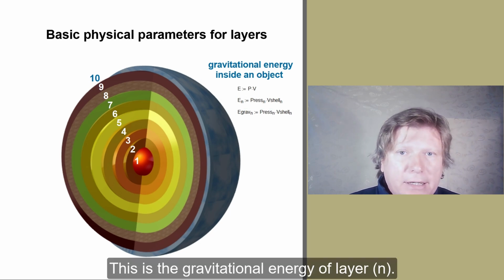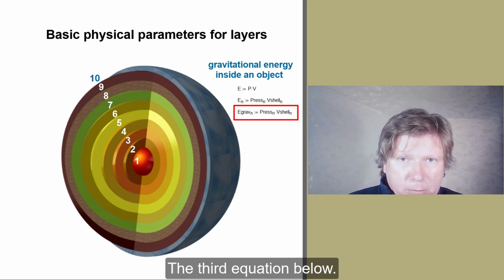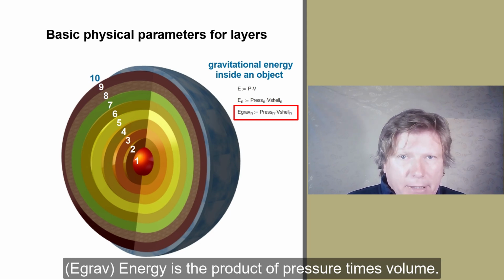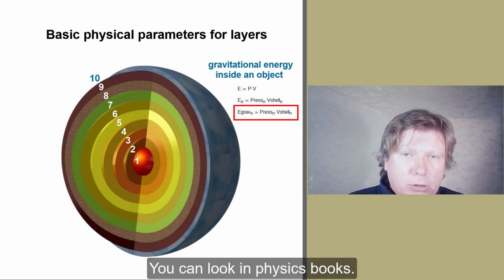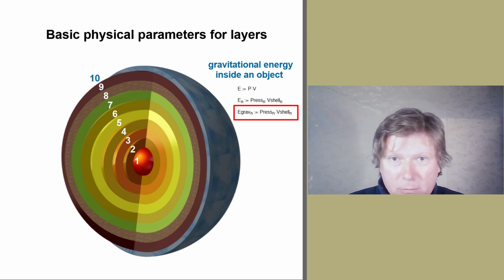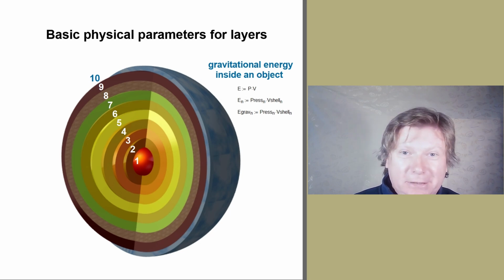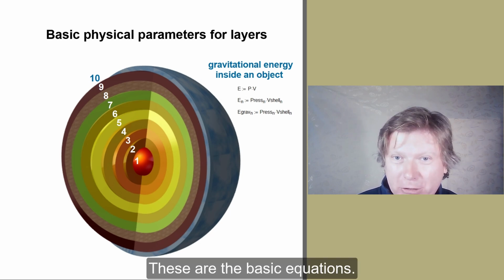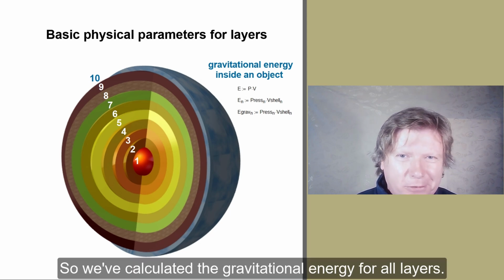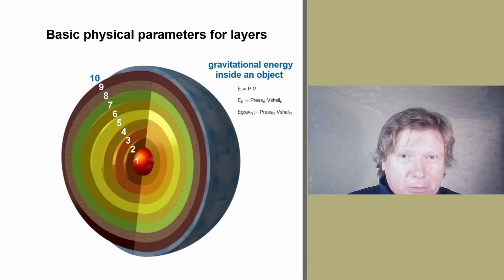I named it gravitational energy, the third equation below. This is an equivalent equation to the previous one. E graph, energy is the product of pressure times volume. You can look in physics books. I did not invent this. These are the basic equations, equations from books. The key word is basic. So we've calculated the gravitational energy for all layers. We have the gravitational energy calculated from the formulas.